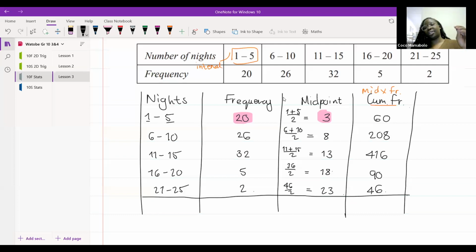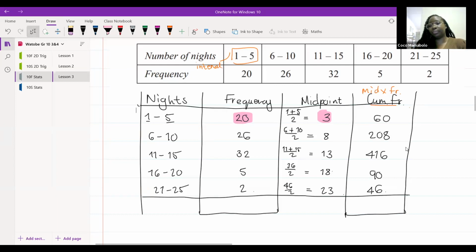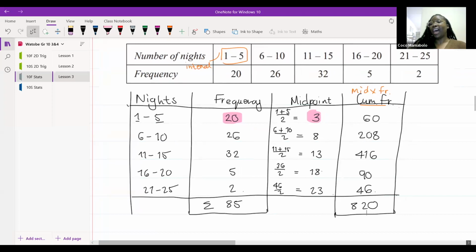But we're not done, Anotida, because you still need to add them up in order for us to find the mean, correct? So you need to find me the total of my frequency and the total of my cumulative frequency. Those are the two things we need. So what is my frequency? It is 85. Good. And what is the sum of my cumulative frequency? It is 820. Good. I hope you're looking in the chat like I am, because I don't have a calculator.